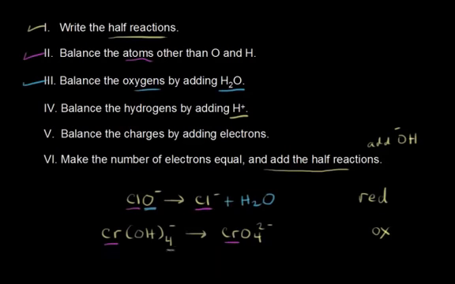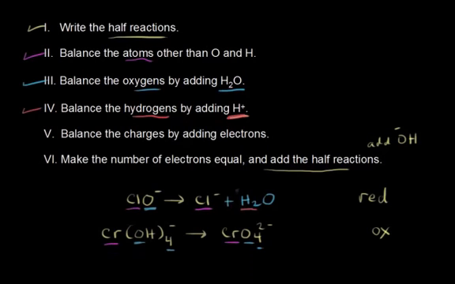Let's look at our oxidation half reaction. Remember, this 4 here applies to everything in the parentheses, so we have 4 oxygens on the left and we have 4 oxygens on the right, and so oxygen is already balanced. Next, we go to step 4, balance the hydrogens by adding protons. So if I look at my reduction half reaction, we added a water molecule, right, and that introduced 2 hydrogens on the right side of my half reaction.